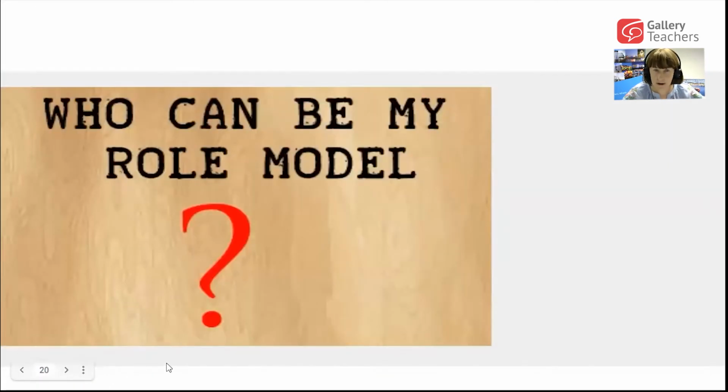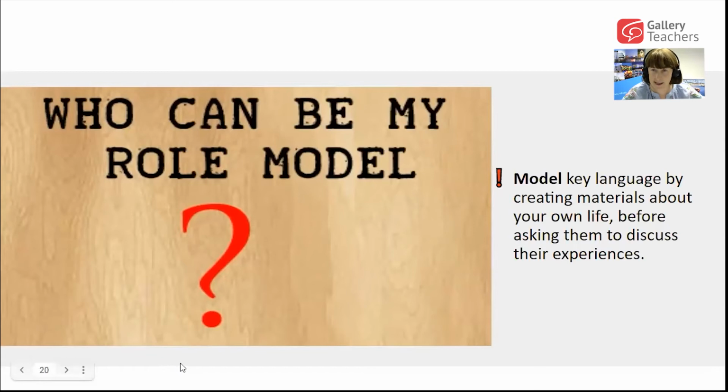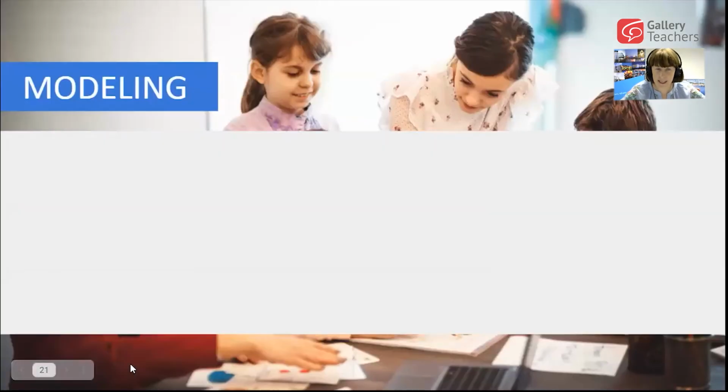I would also encourage you to model. As we said earlier, with task-based learning, it's very important to have a model. Modeling means, of course, we have to model the key language, but we can also model through talking about our own experience before we ask the students to talk about their experience. Let me explain this in a bit more detail.